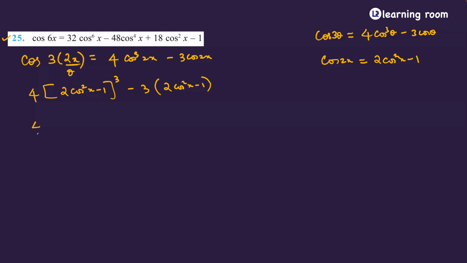Okay. So this would be 4 into 2 cos square x minus 1 the whole cube. That is a minus b the whole cube, which is a cube minus b cube, minus 3AB into A minus B, plus 3AB into A plus B, right? Because the first term will be A square into B, so it will become positive. So expand this and tell me what answer you are going to get.